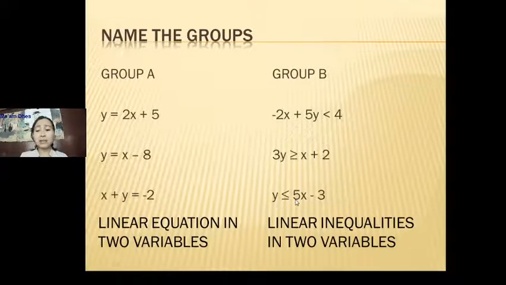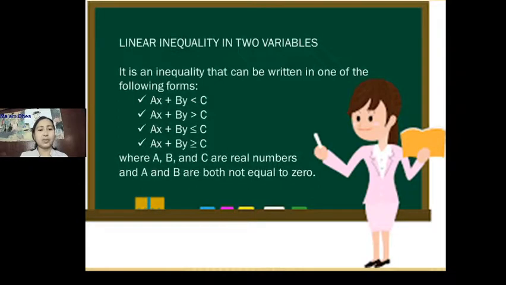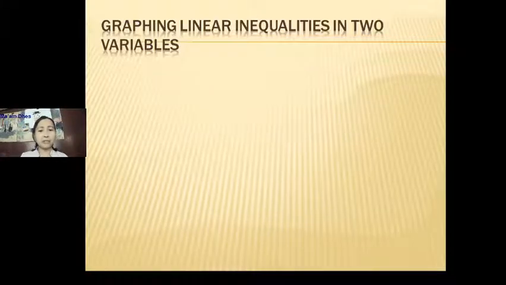Now, what do you mean by linear inequalities in two variables? So these are inequalities that can be written in one of the following forms. You have ax plus by is less than c, ax plus by is greater than c, ax plus by is less than or equal to c, and ax plus by is greater than or equal to c, where a, b, and c are all real numbers, and a and b must not be equal to 0.